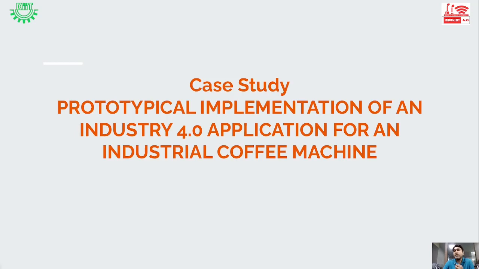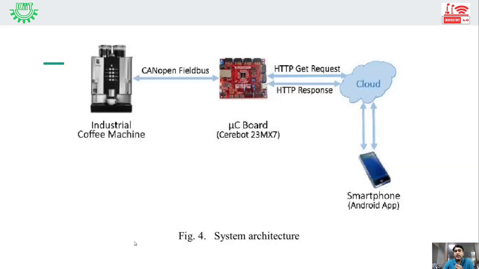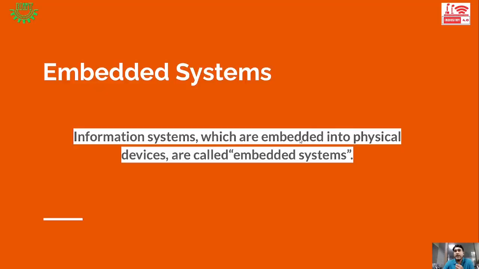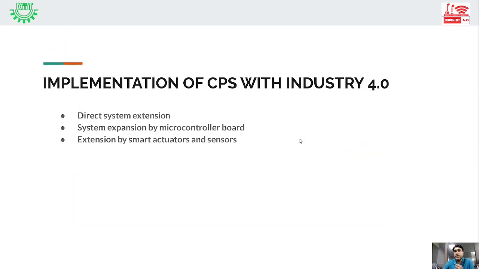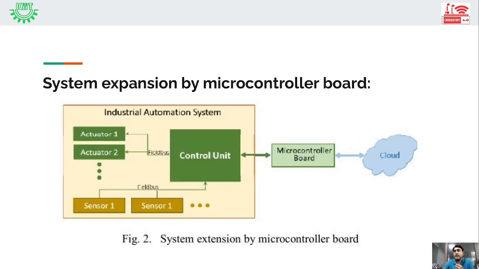Now we'll have a look at the prototype implementation of an Industry 4.0 application for an industrial coffee machine. So here, as you can see, there's an industrial coffee machine. What we want to do is convert this into a cyber physical system. So obviously we will have to use a method to connect it to the internet. If you could recall, we had discussed a number of ways of implementing cyber physical systems, like direct system extension, system expansion by microcontroller board, then extension by smart actuators and sensors. Basically, this second option, the system expansion by microcontroller board, has been utilized here.